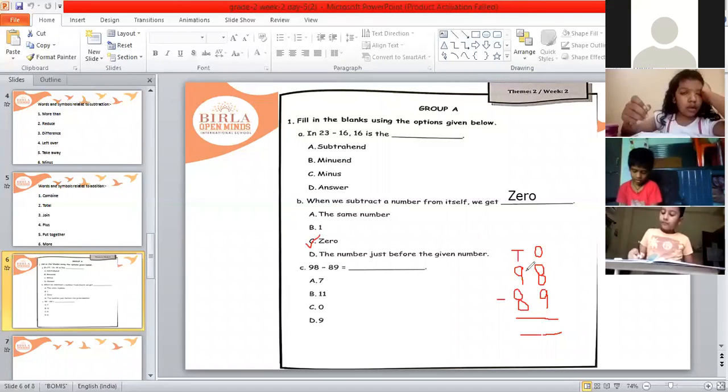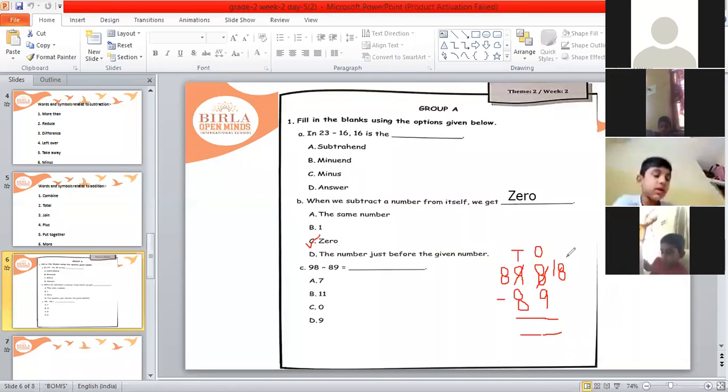So this 9 will become, Zaid, tell me what this 9 will become in tens place. 8. Yes, we will cut this 9 and we will write here 8 in tens place. Very good, Zaid. And what this 8 will become in ones place? 18. Very good. So we will cut this 8 in ones place and this 8 will become 18. That's correct.